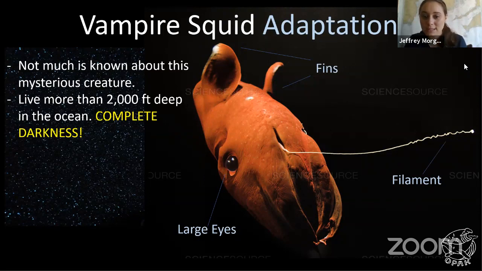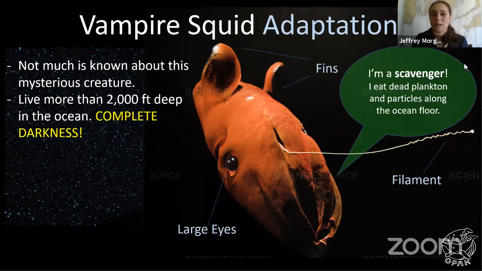Now, I'm sure you've noticed that really long strand. It looks like it's coming out of its nose. That's called a filament. That is what the vampire squid uses to eat its food. The vampire squid is a scavenger, which means it eats dead plankton and particles along the ocean floor. It uses that filament because the filament has a bunch of little sticky hairs attached to it, and the dead plankton and particles along the ocean floor get stuck to the sticky parts of the filament, and then it brings it in and eats all that delicious plankton and particles.